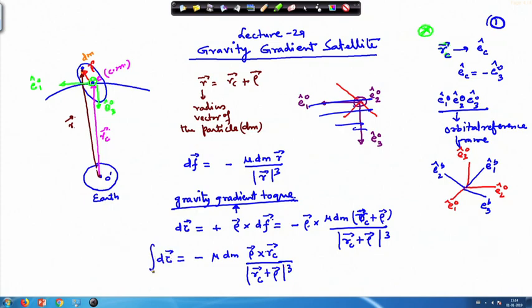And if we integrate it over the whole body, that gives me tau. This is the gravity gradient torque.